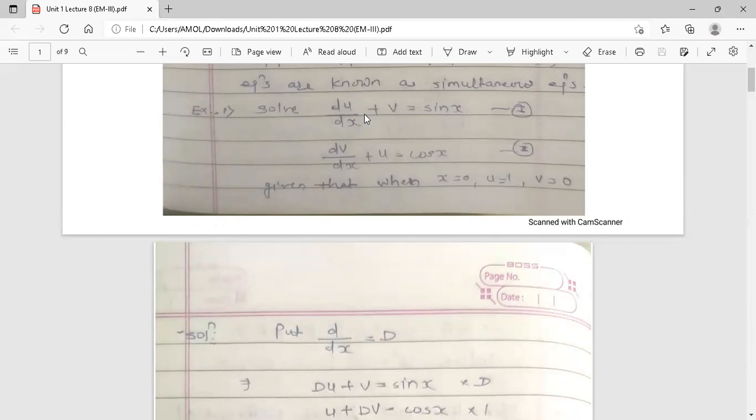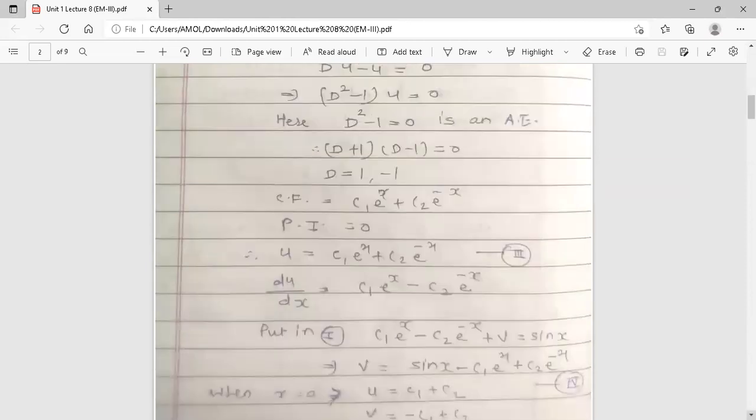Now we have the value of u, and we are differentiating u with respect to x, because if we have the value of du by dx, then after putting it in equation 1, you shift the du by dx term to the RHS, so that you will get the value of v. That's why we are finding du by dx. So the value of du by dx is here: after finding u, you differentiate u with respect to x.